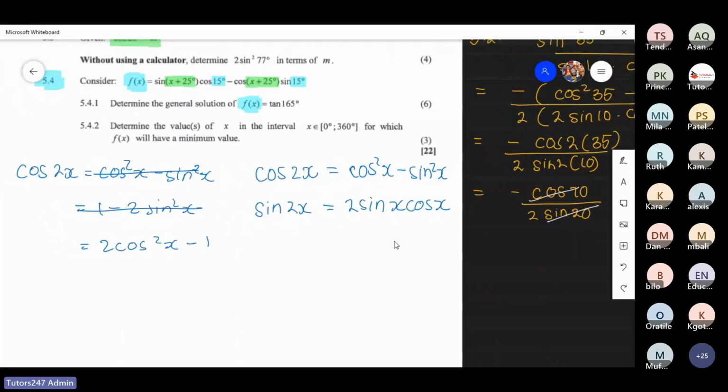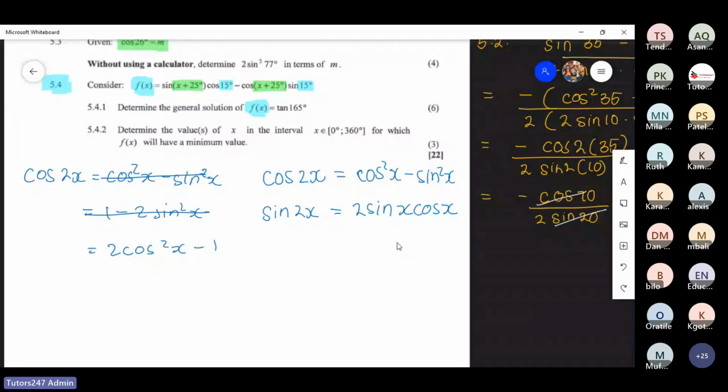So 5.4.2 states, determine the values of x in the interval x an element from 0 to 360. So our interval is from 0 until positive 360. So we need to determine for which values of x in the interval 0 to 360 f of x will have a minimum value. Now, a lot of students will look at minimum and then start to panic and not know what to do. Please keep in mind that minimum refers to your turning point.